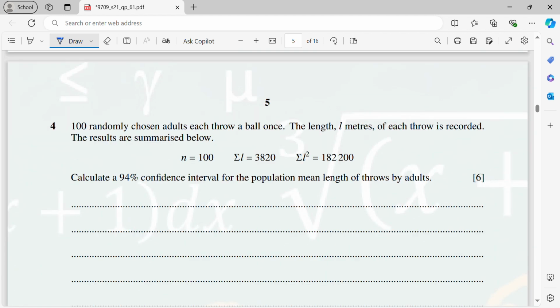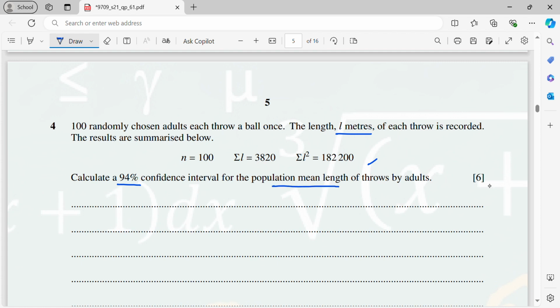Okay, question number 4. 100 randomly chosen adults each throw a ball once. The length L meters of each throw is recorded, and you are given all these summaries. Calculate a 94% confidence interval for the population mean length of throws by adults.